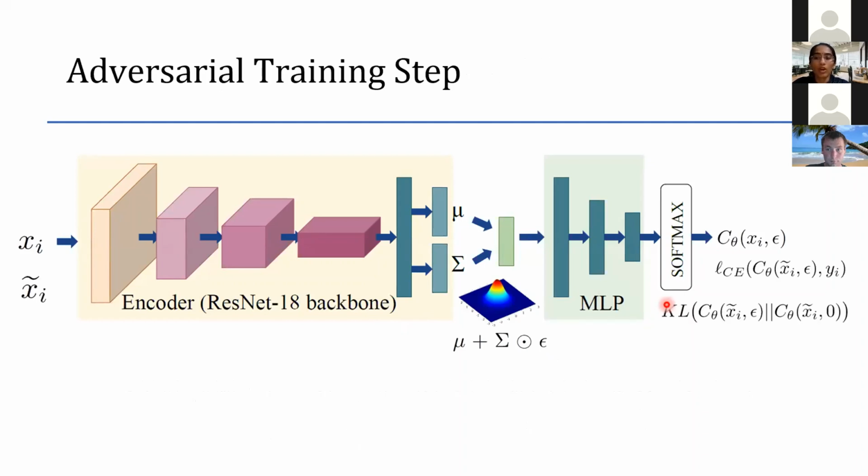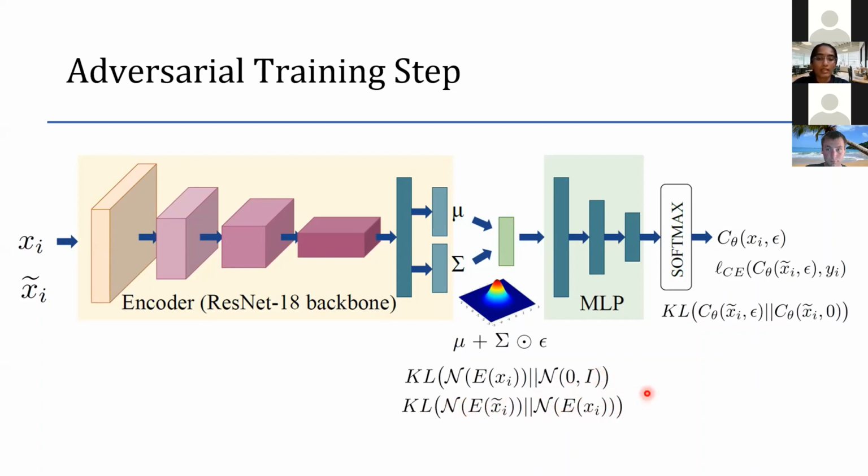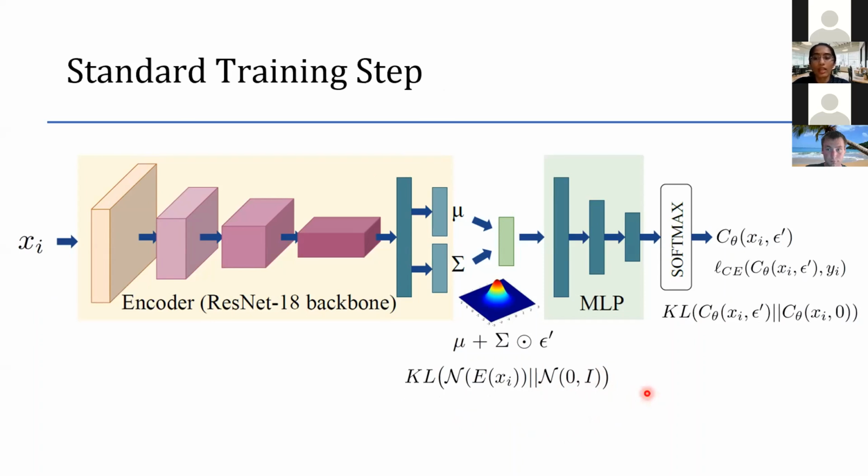We minimize the cross-entropy loss on perturbed samples and the KL divergence between the softmax outputs of the adversarial and clean images for adversarial training. Similar to the VAE objective, we minimize the KL divergence between the Gaussian distribution corresponding to the clean and standard normal distribution. We also minimize the KL divergence between Gaussian distributions corresponding to a pair of adversarial and clean samples. We next train the network on clean samples with similar losses.